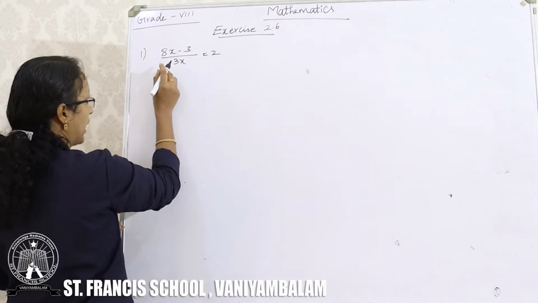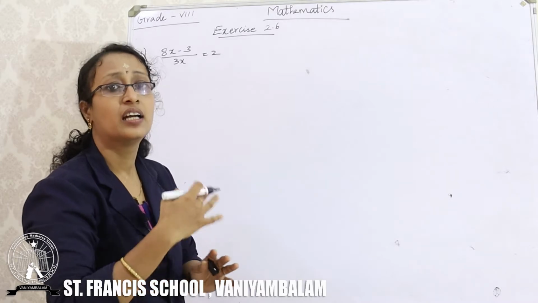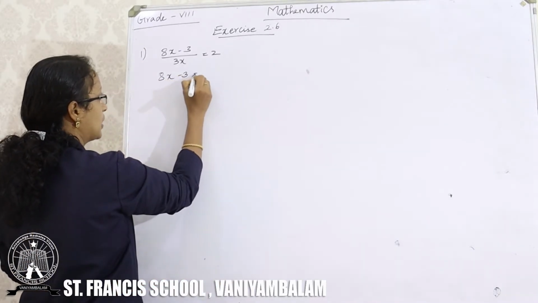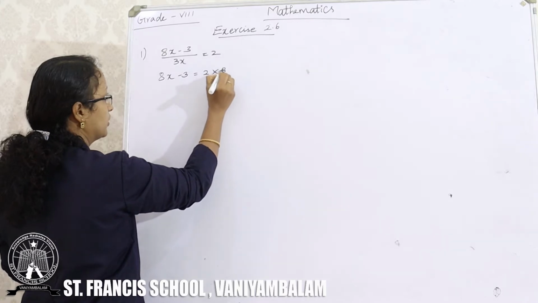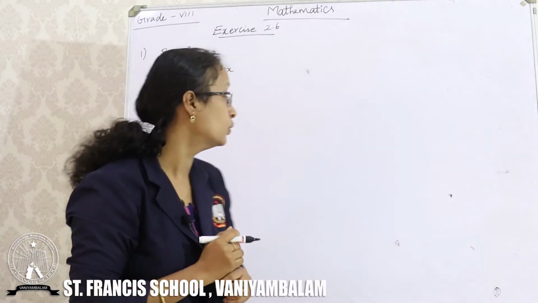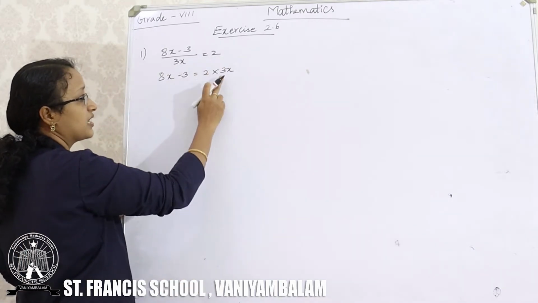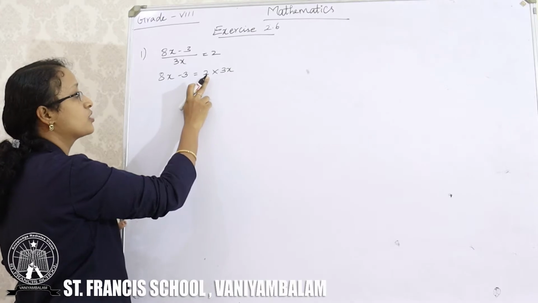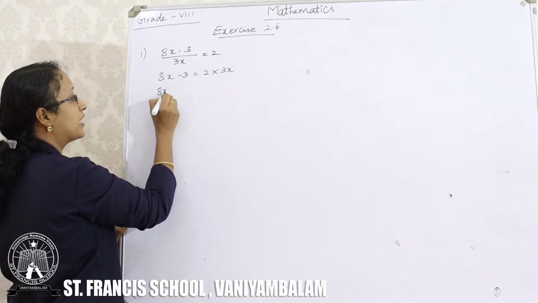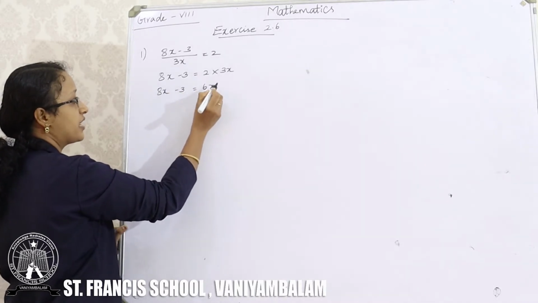So, you have 3x in division. When it goes to the right hand side, it becomes multiplication. So, 8x minus 3 is equal to 2 into 3x, because 3x is in division. When it goes here to the right hand side, it becomes multiplication. So, you multiply this 3x with 2. Now, you have 8x minus 3 is equal to 2 into 3x, which is 6x.